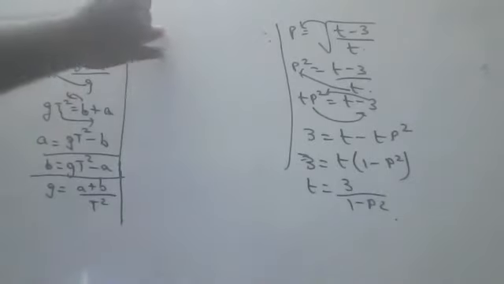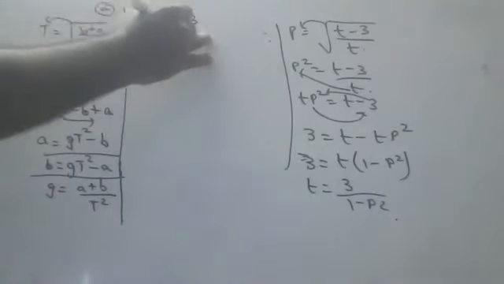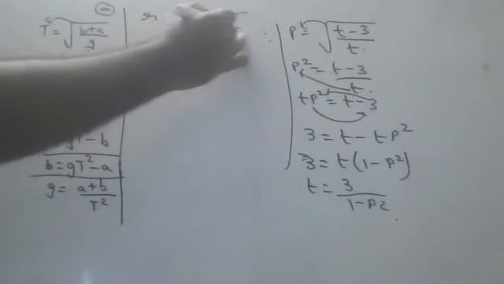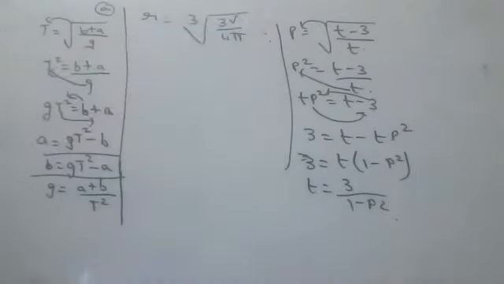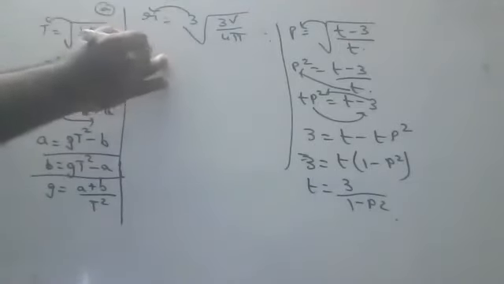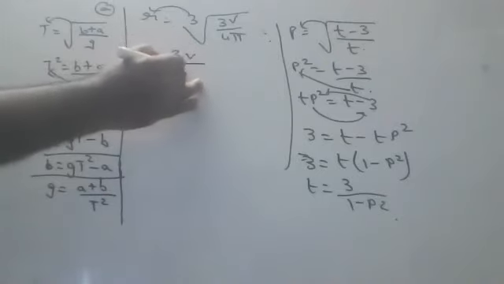Okay, Nana. Next, who will tell? R is equal to cube root of 3V by 4 pi. Vivek, you didn't tell till now. Yes, sir. R cube is equal to 3V by 4 pi. If the cube root comes here, it becomes R cube.